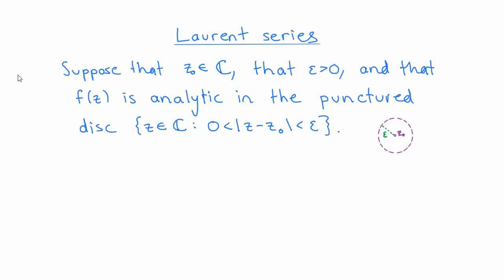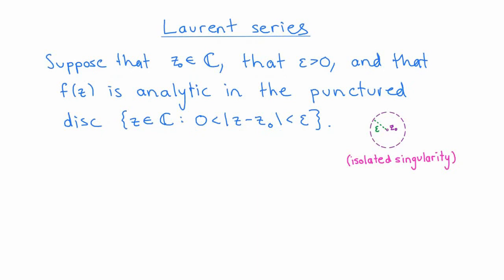Let's suppose we're dealing with a function f which is analytic everywhere in a punctured disk around a point z0 in the complex plane. As I've indicated here, by a punctured disk, I just mean an open disk centered at z0 but with the center point removed. Anytime we have a function f like this which is analytic in a punctured disk around z0, we say that z0 is an isolated singularity for f.